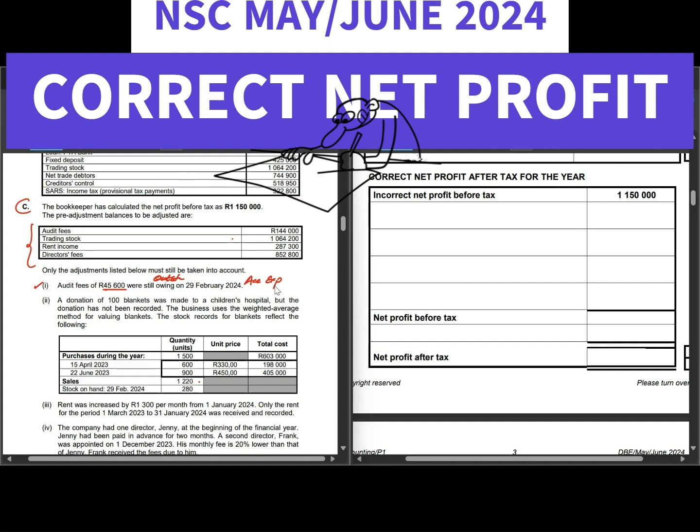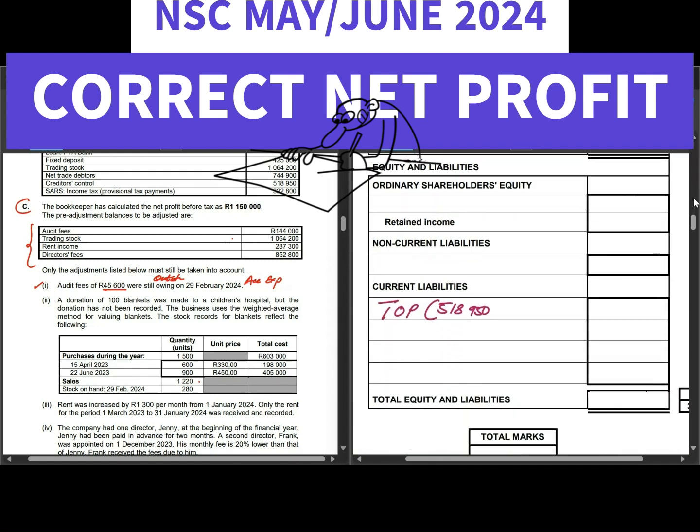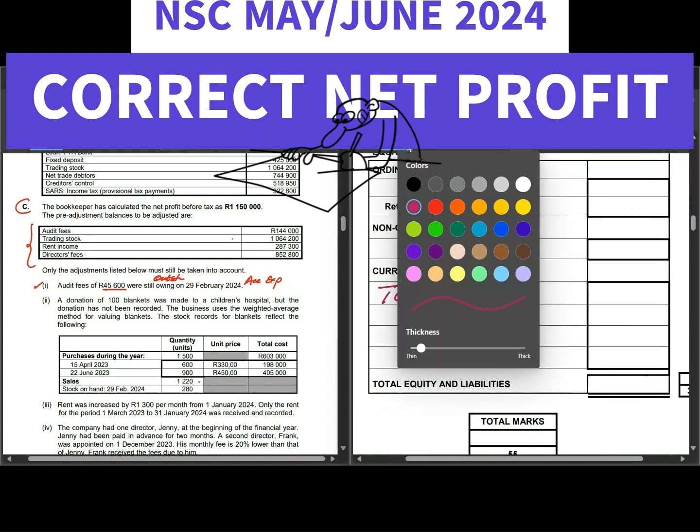And with our accrued expenses, we know that if we're doing the correct net profit calculation, it will decrease the net profit. In other words, it's an expense that was incurred but not yet recorded. So I would come here and then I would say audit fees. And then I would have my bracket here, and then I'll put in my 45,600 like that, because I have an expense that was incurred but not yet recorded. And I know that would also go to my trade and other payables.